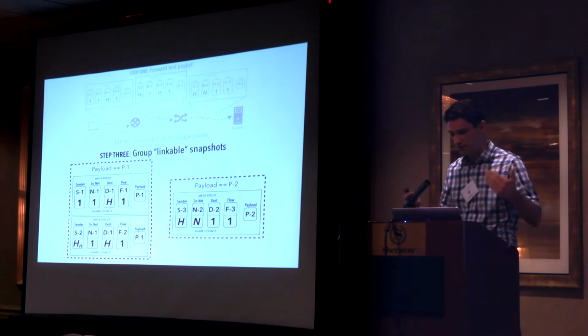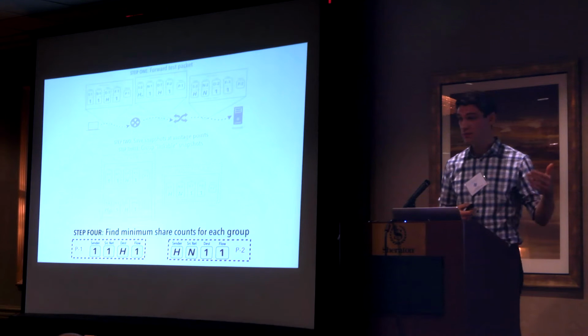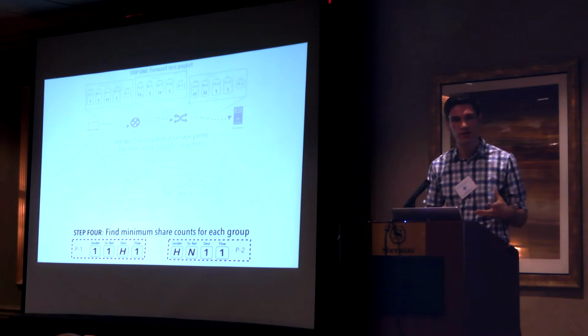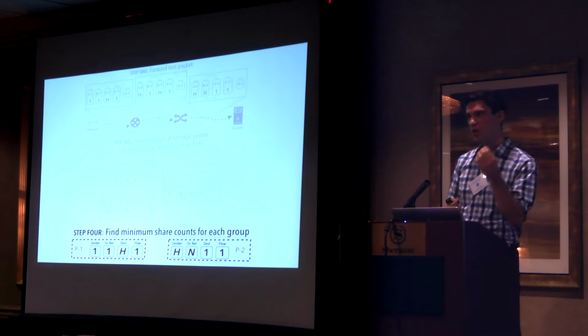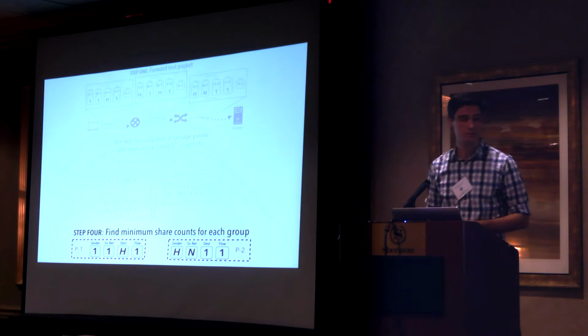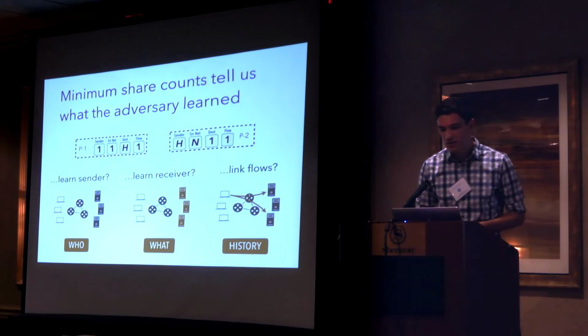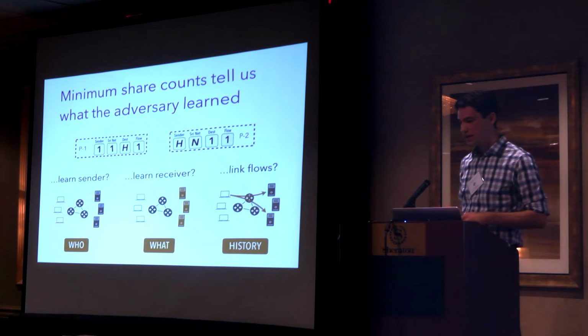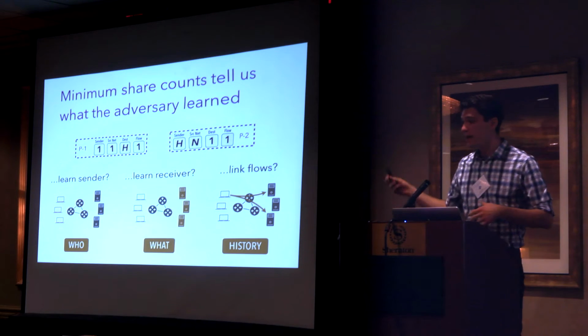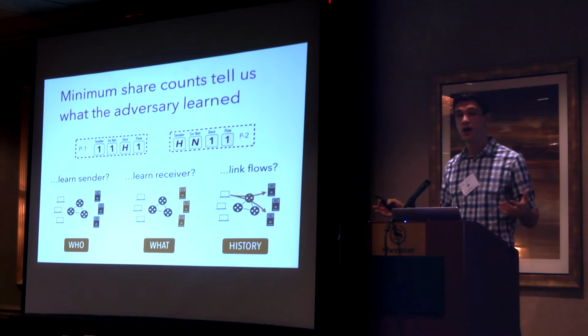Now the way we sum up what we learned is to take the minimum share counts we saw across all the snapshots in each group. These minimum share counts represent the most certain the adversary ever was about who sent the packet or where it was going. And now we can use these minimum share counts to tell us what the adversary was able to figure out.